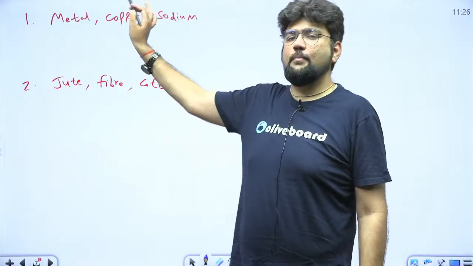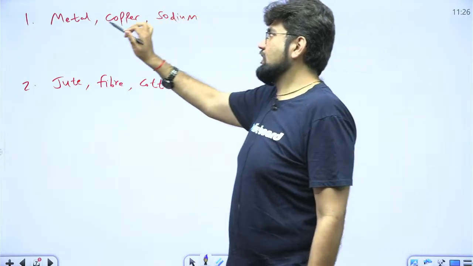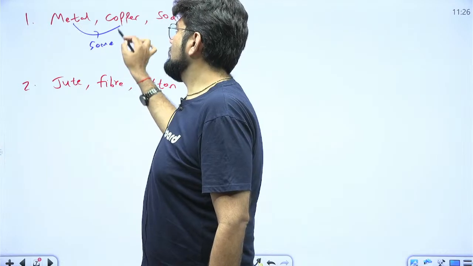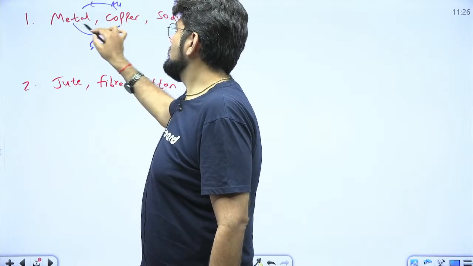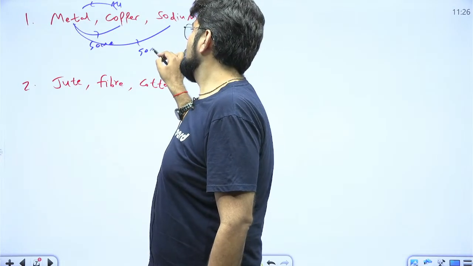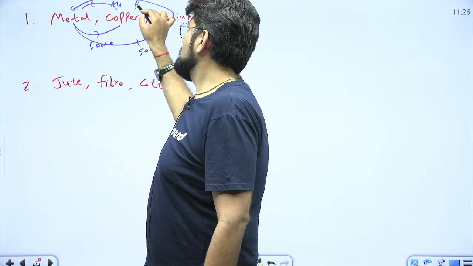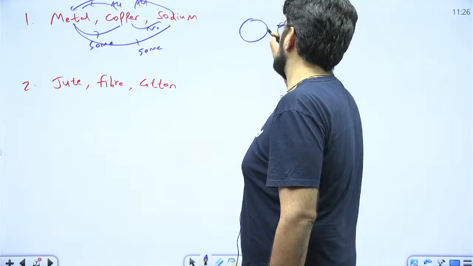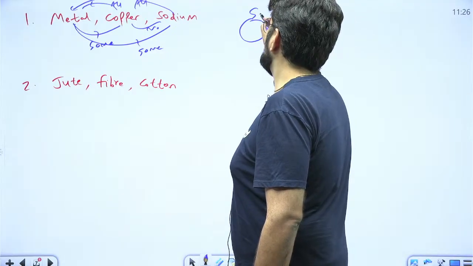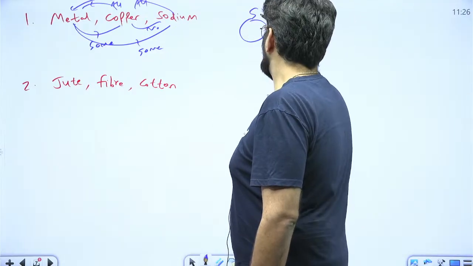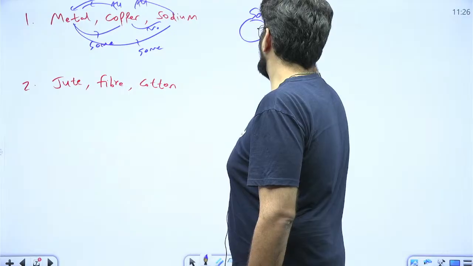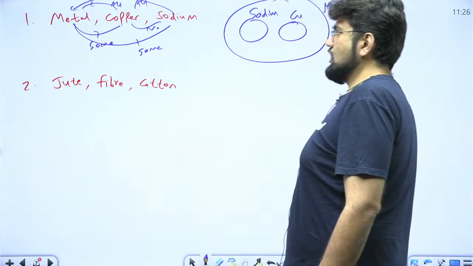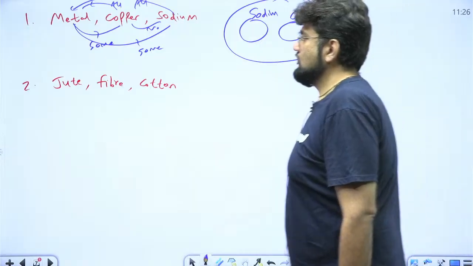Sodium is a metal. Copper is also a metal. Copper and sodium are not related to each other. So, we can say that some metals are copper. All copper is metal. Some metals are sodium. All sodiums are metal. And no copper is sodium. So, the figure is the same again, like fruit, mango and tomato. Sodium, copper and metal. I wanted to write Na, but anyways.